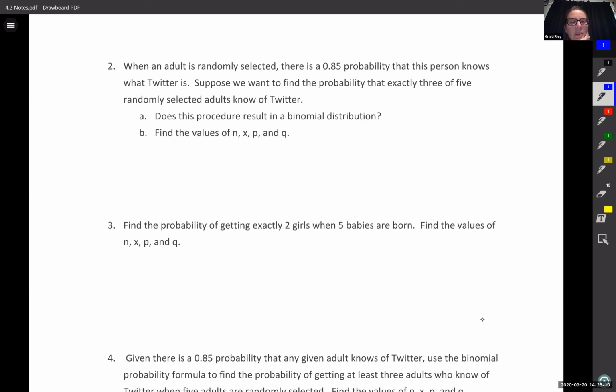When an adult is randomly selected, there's a 0.85 probability that this person knows what Twitter is. Suppose we want to know the probability that exactly 3 of 5 randomly selected adults know of Twitter. Is this a binomial distribution? Well, we have 5 trials, so we're asking 5 people, so that's a fixed number. The second one, independent: yes, someone's knowledge of Twitter is not dependent on the next person's knowledge of Twitter. Each trial must have a success or failure, and the answer is yes or no. So yes, this is a binomial distribution.